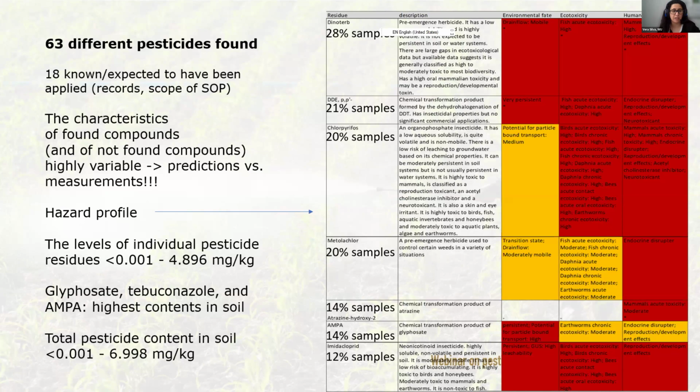I also put here some figures in text about the levels of individual pesticides that sometimes were up to 5 milligrams per kilogram. Glyphosate, its main metabolite AMPA, and tebuconazole were the ones with the highest contents. And then total pesticide content was also up to 7 milligrams, so lower than in Europe, but still rather substantial.